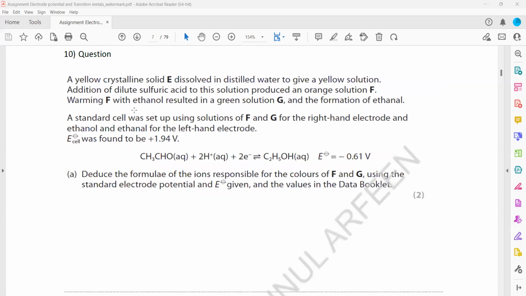In question 10, a yellow crystalline solid E was dissolved in distilled water to give a yellow solution. Addition of a dilute sulfuric acid to this solution produces an orange solution. So normally, when we have a dichromate, it changes its color in acidic and alkaline medium. When we warm F with ethanol, ethanol will be oxidized to carboxylic acid and it will reduce the substance.